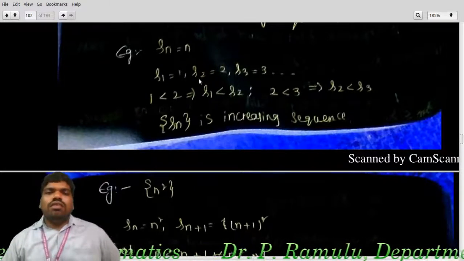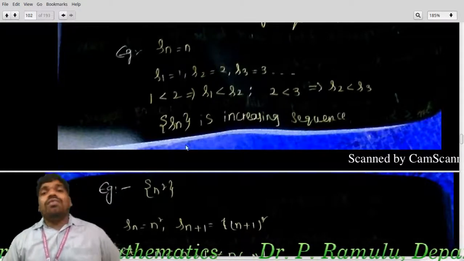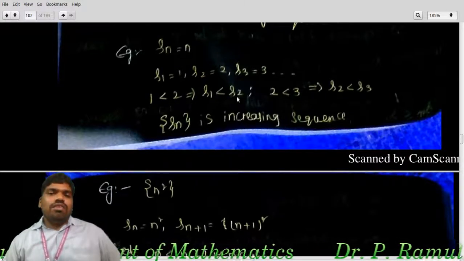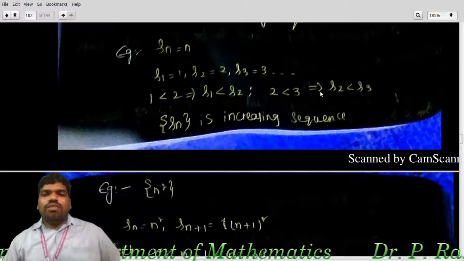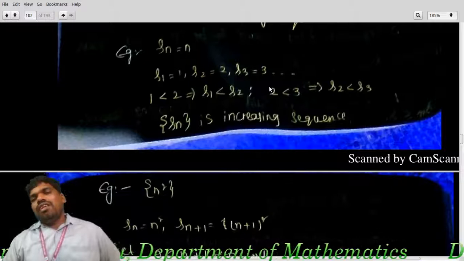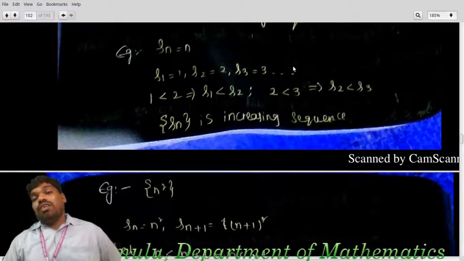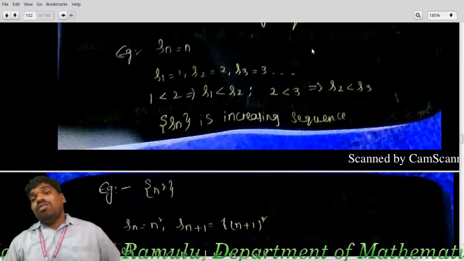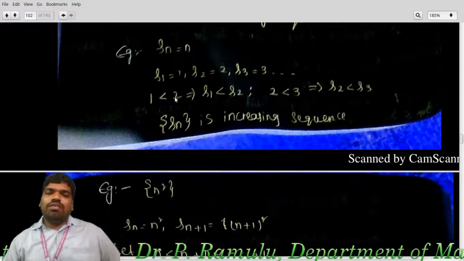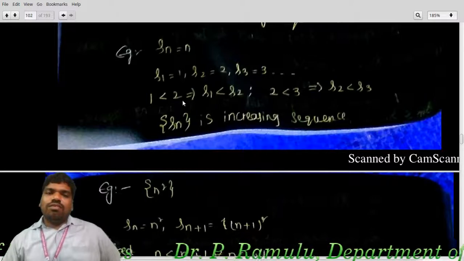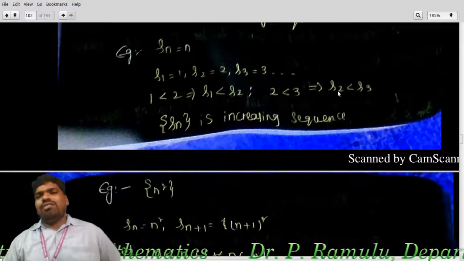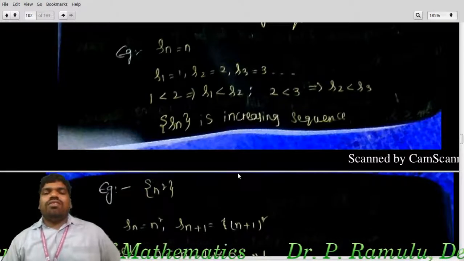Sn equal to n, S1 equal to 1. So here I am using the third definition: S1, S2, and so on. 1 is less than 2 implies S1 is less than S2. 2 is less than 3, this implies S2 is less than S3. So that means m is less than n, which implies Sm is less than or equal to Sn for all n greater than m. You can write this or this also. So this is the third definition.